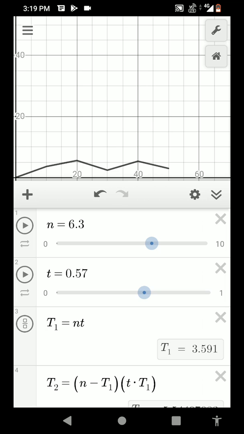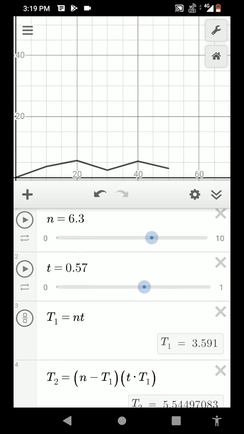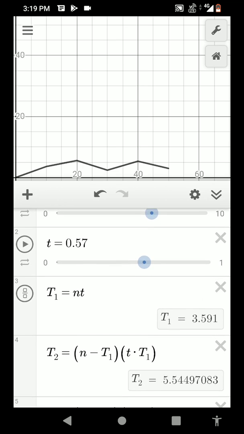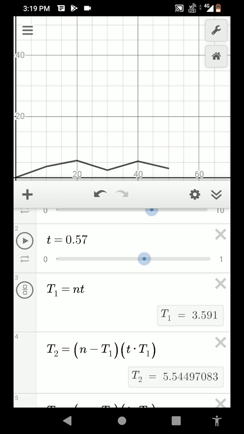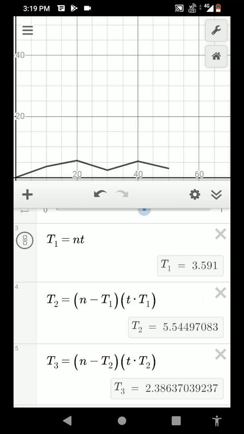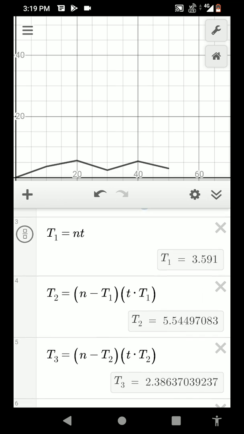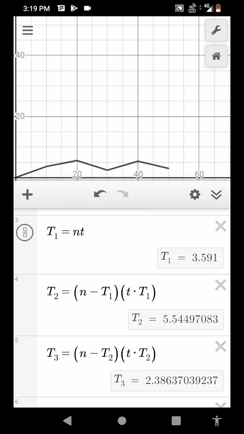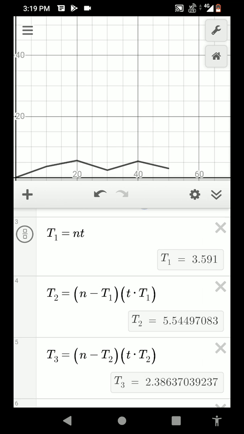So over here, as you can see, N equals 6.3. That term means the total population of a particular area. This T equals 0.5 means the total transmission rate. So from here comes the equation that I've already defined in the thumbnail: T1 equals N times T. T1 is the total number of people getting infected in the first year, and that depends on the total population and the transmission rate. So I have directly multiplied N and T.